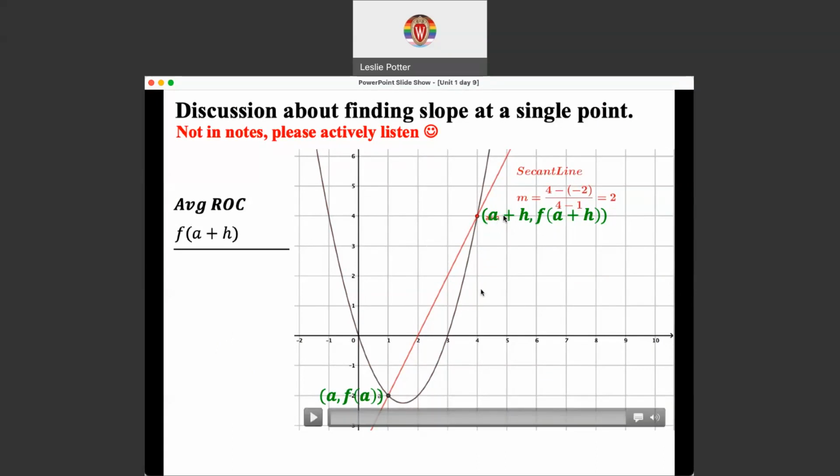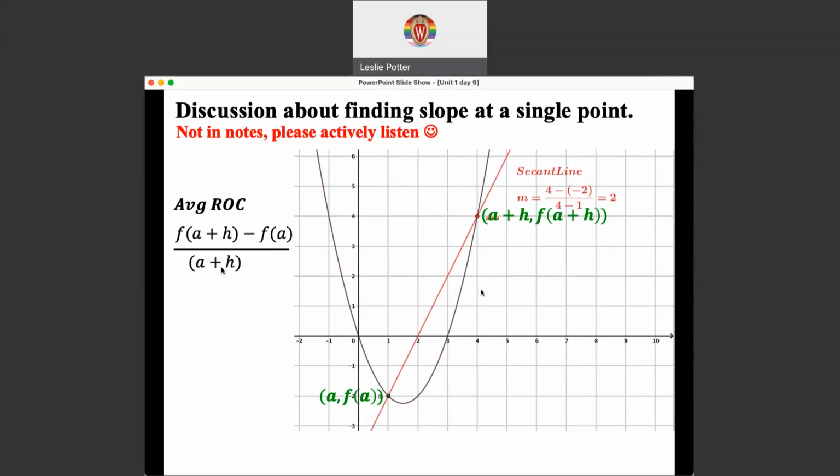But if I just called it a plus h, and I wanted to calculate the average rate of change, I would take the y value, f of a plus h, minus the y1 value, f of a, all over the x value, a plus h, minus the x value a. Of course, we can't really simplify this right now, we're going to though, because we know what the function is. But just by inspection, a plus h minus a is just h.